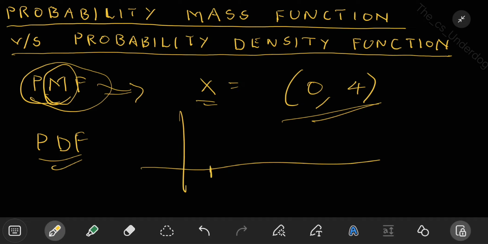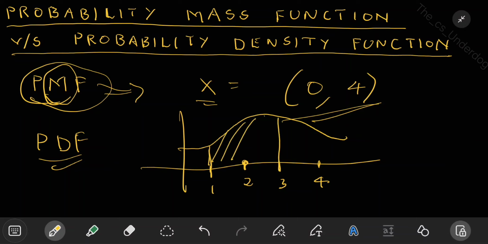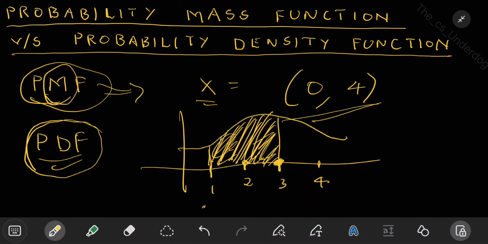In the same graph, you have 1, 2, 3, 4, etc. This time you don't have any particular value for the probability of x equal to 2. Instead, you have a probability density function which says that between, let's say, 1 and 3, this much is the probability. So here you don't have a particular mass of probability concentrated at each point. Instead, you have a probability density available in a range from 1 to 3, or let's say 2 to 3. This is why for a continuous random variable you call it PDF, probability density function, and for a discrete random variable you call it probability mass function.